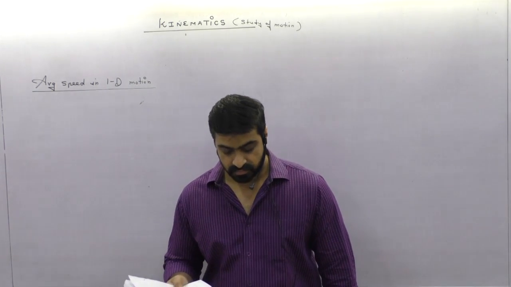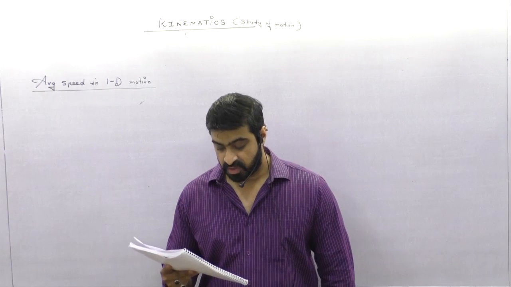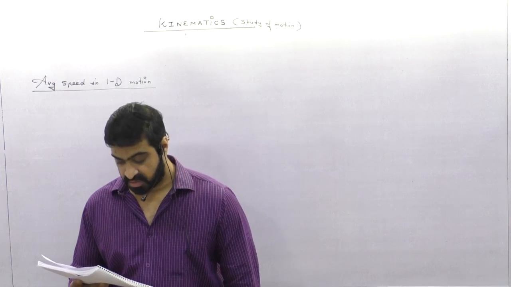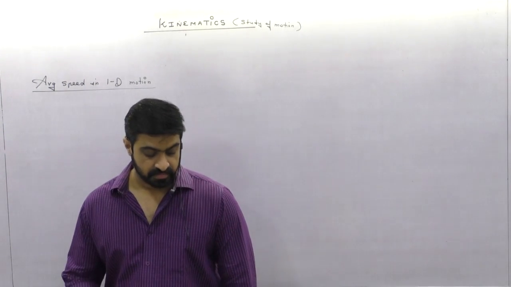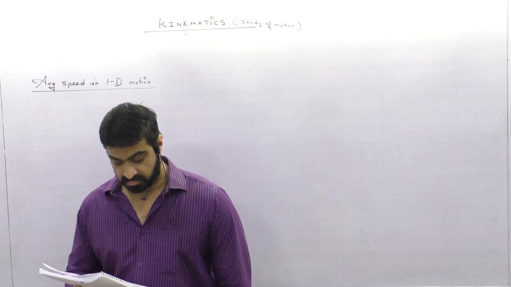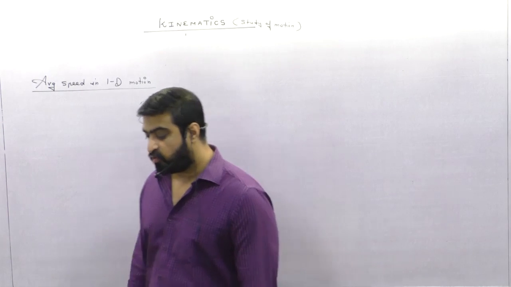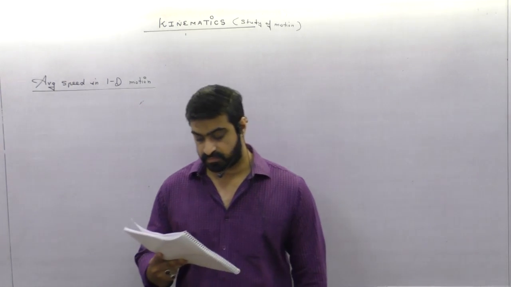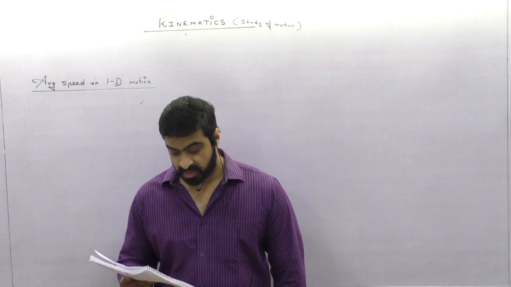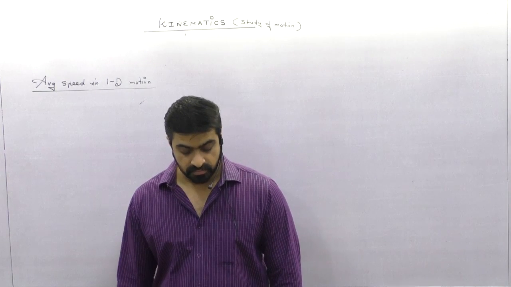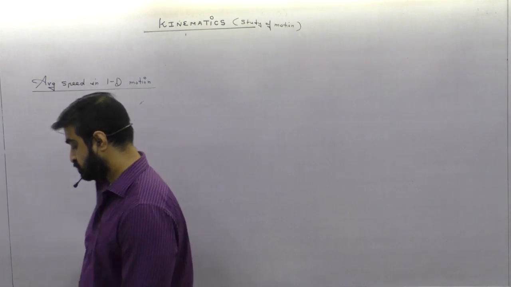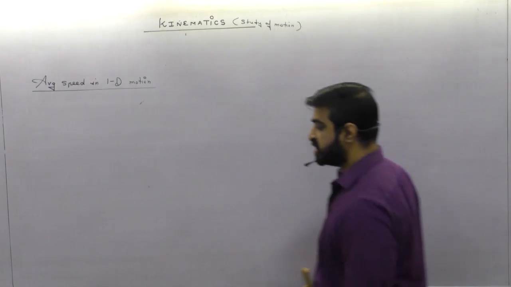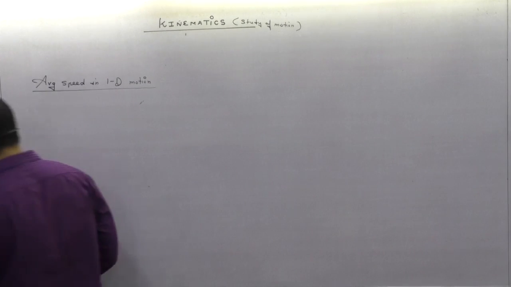Question. Speed in the first half of the total distance is v1, and in the remaining half distance, speed for 1/3 time is v2, and for 2/3 time is v3. Find the average speed during the complete journey.